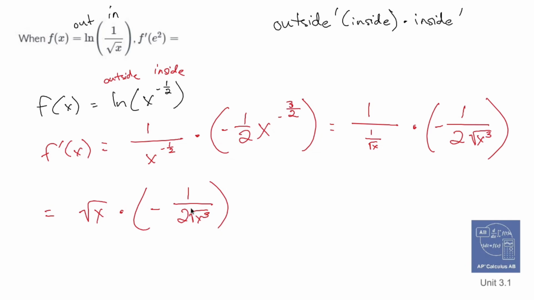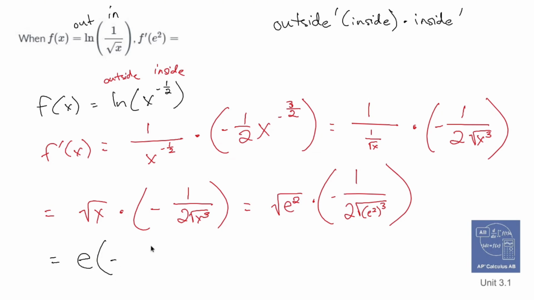Now I feel comfortable plugging in e squared, so you are going to be the square root of e squared, I'll clean that up in a minute, times 1 over 2 the square root of e squared cubed. Don't forget that negative out front. I think I wrote it but didn't say it. Okay. So one part at a time, the square root of e squared is just e. You are still negative. You are still 1.